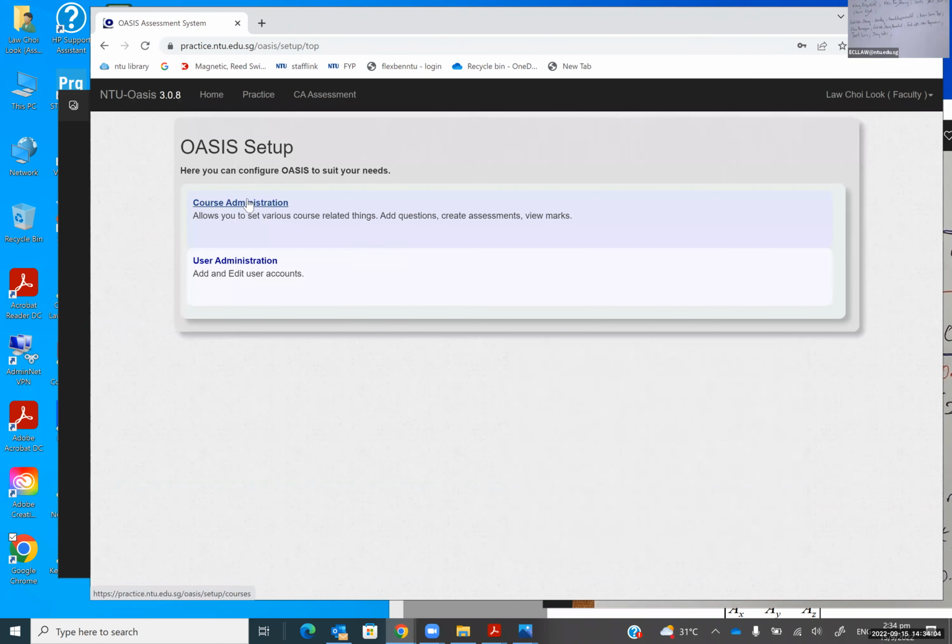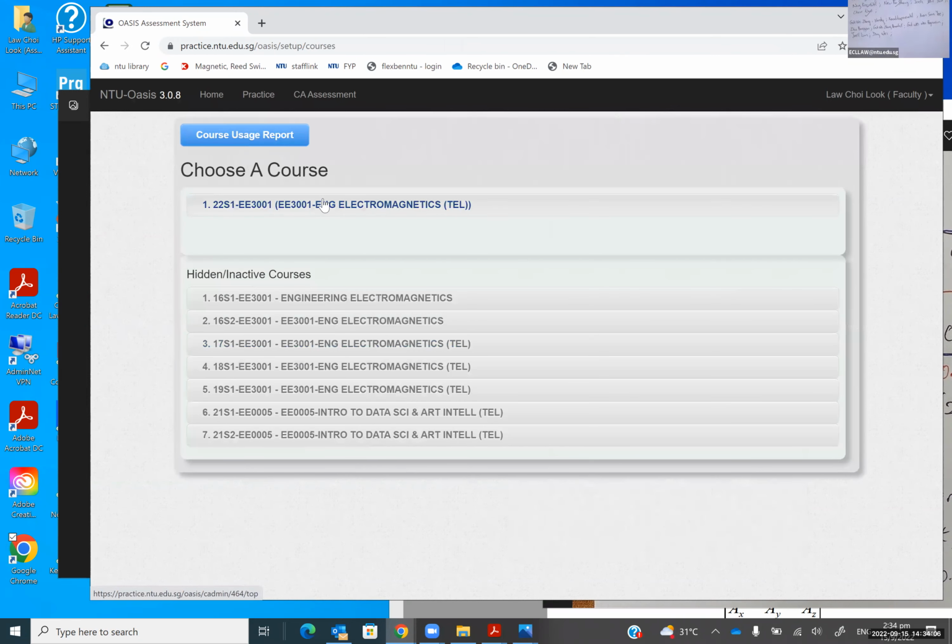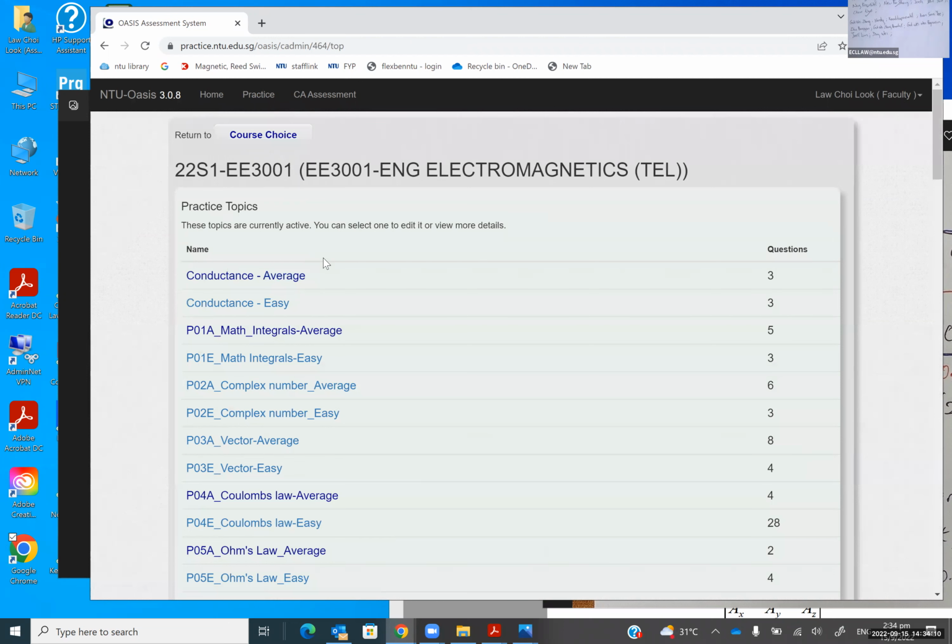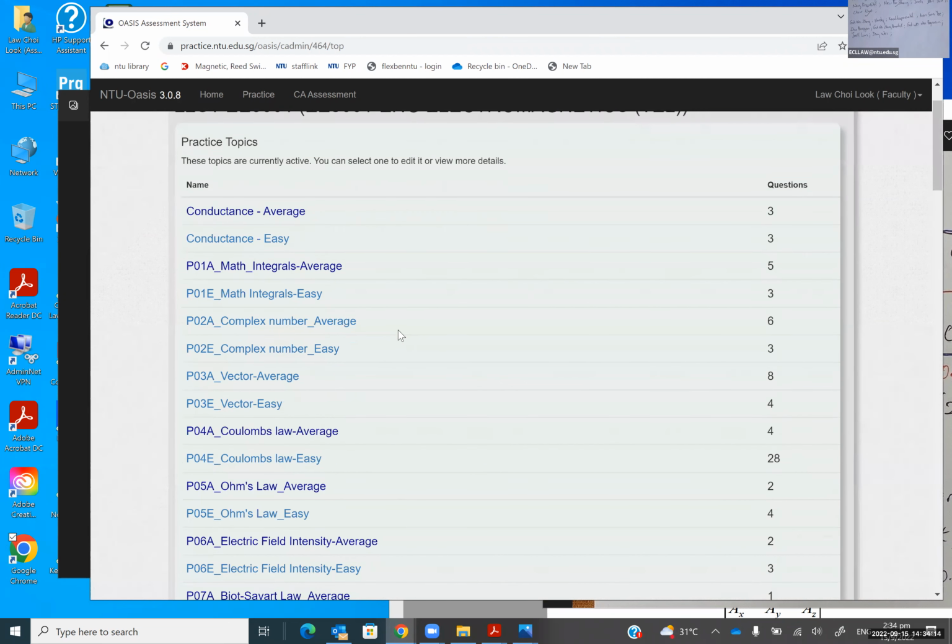Okay, I've logged in. Choose my course. You don't need to do this; you're supposed to see this. Okay, so let me warn you. The quiz question is at least average, if not a little bit more difficult than average. So let's go straight into the average questions. I'm not going to go through the easy questions. Which topic do you want to start with?